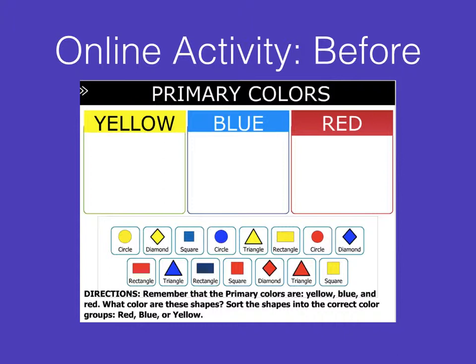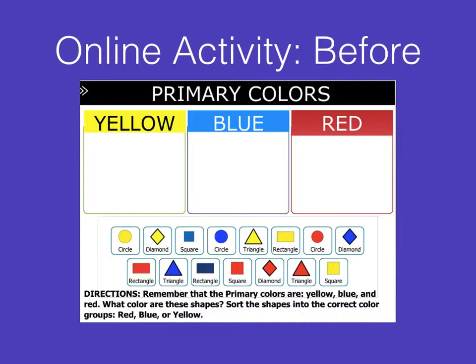Here is a screenshot of my online activity using Boardmaker Online before it is completed by the students. You can see that the title is primary colors, and there are 3 main categories, yellow, blue, and red, into which the students can sort these shapes that are in this bank just mixed up together. And the directions are, remember that the primary colors are yellow, blue, and red. What color are these shapes? Sort the shapes into the correct color groups, red, blue, or yellow.